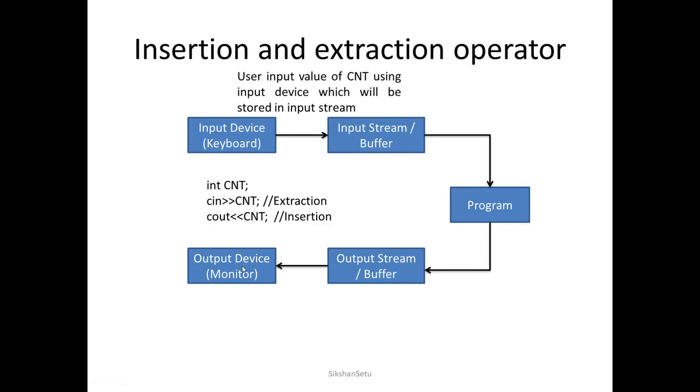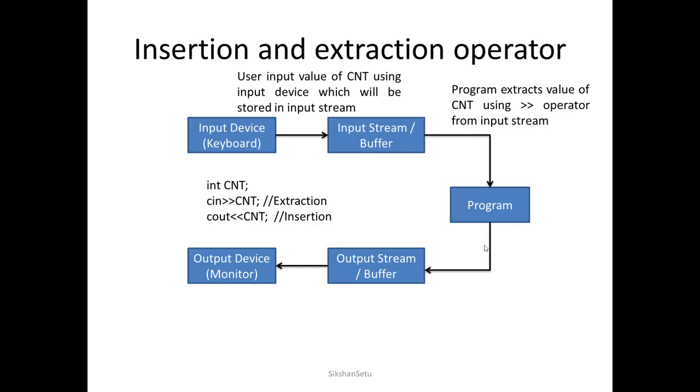Now let's see. First of all, we have declared an integer cnt and we have written cin and cnt. Ultimately we are taking the value of cnt. When this line executes, the user will input the value of cnt from the input device, and that value will be stored in this particular buffer or stream. Then the extraction operator will be used to extract the value of cnt which is in the buffer, and it will be given to the program. So the program extracts the value of cnt from the buffer.